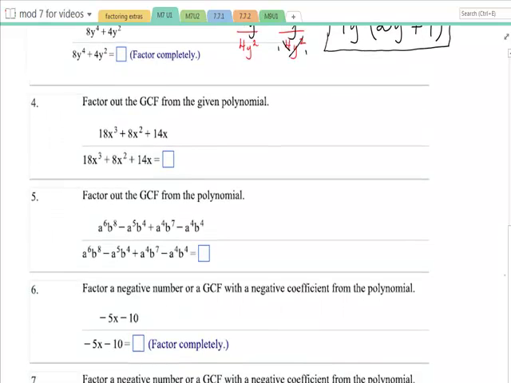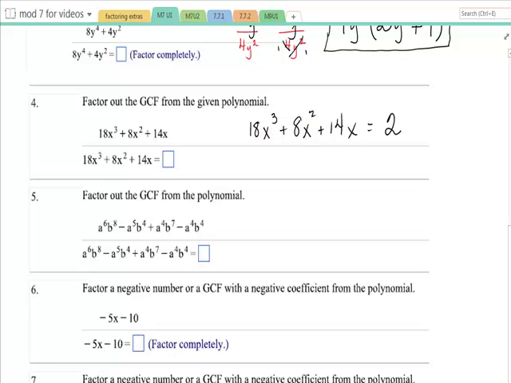Let's look at a couple more. I have 18x to the 3rd plus 8x squared plus 14x. Is there a number that goes into 18, 8, and 14? Yes, 2, and that's the largest.